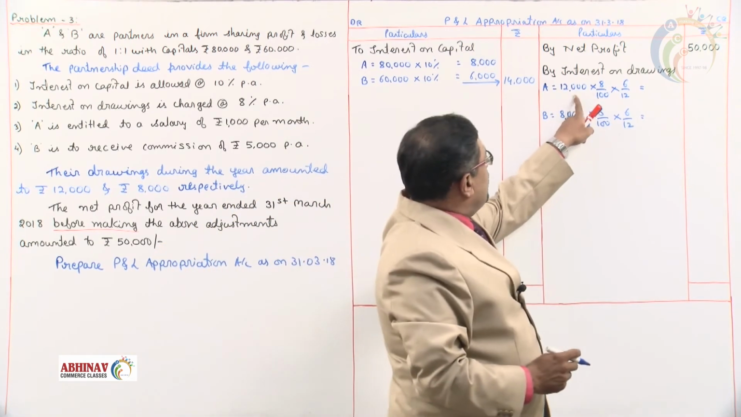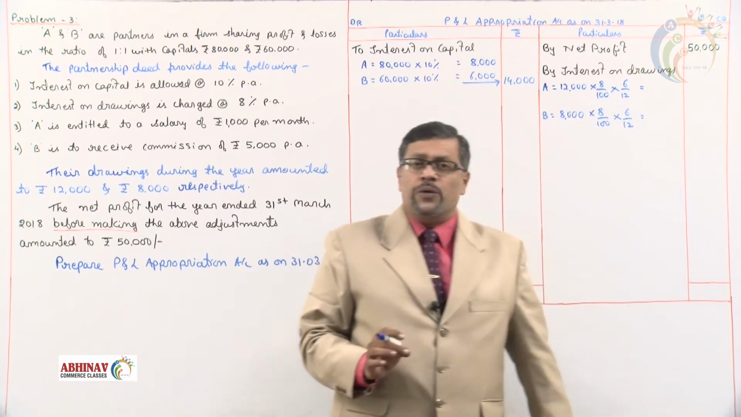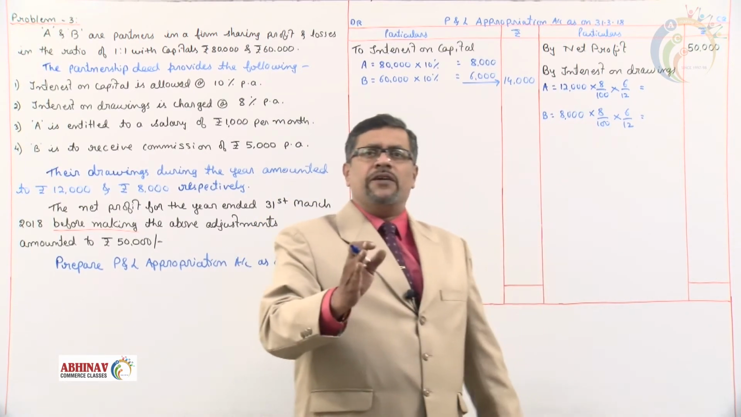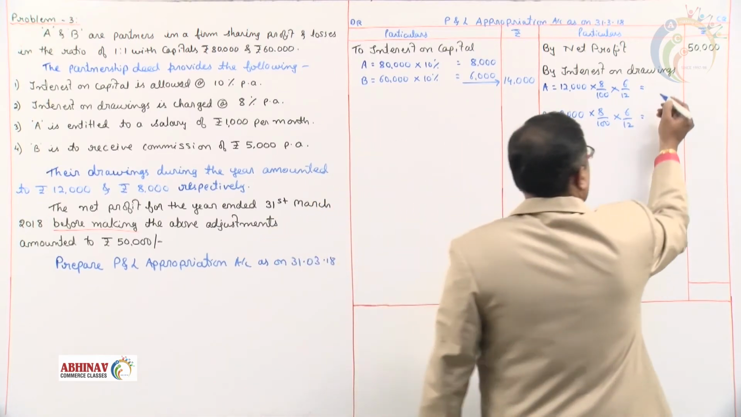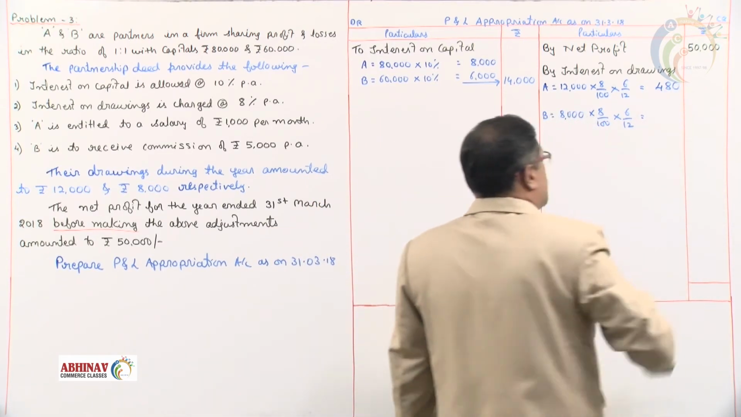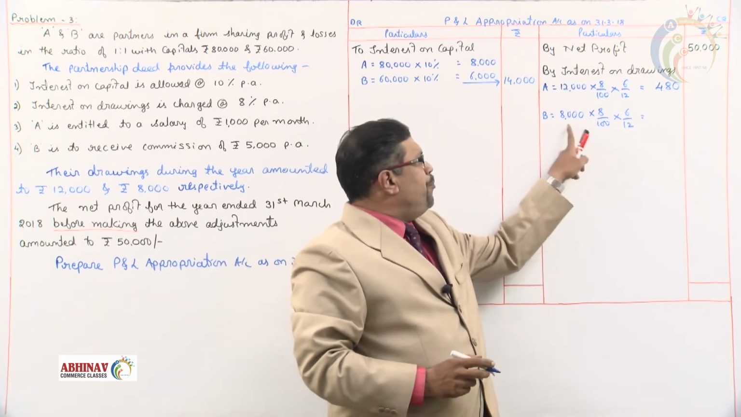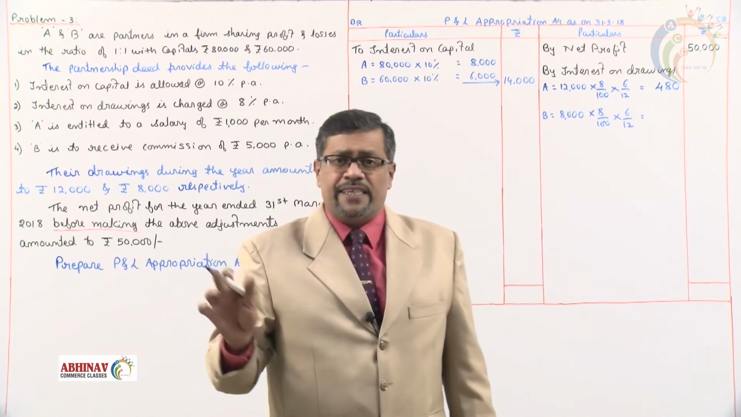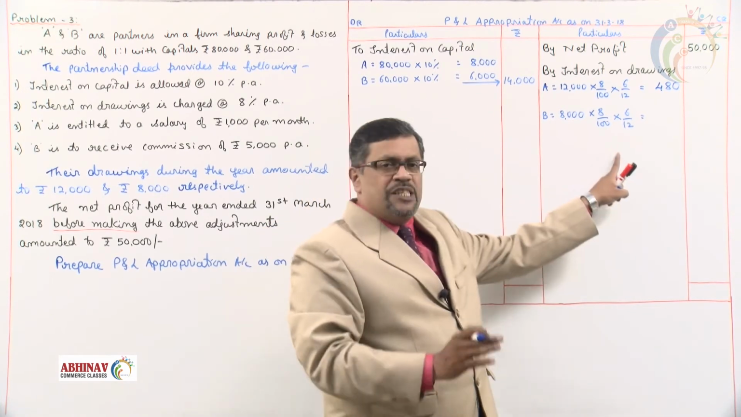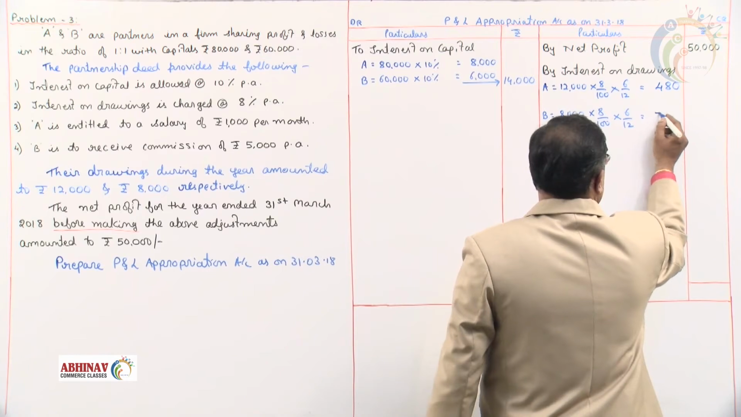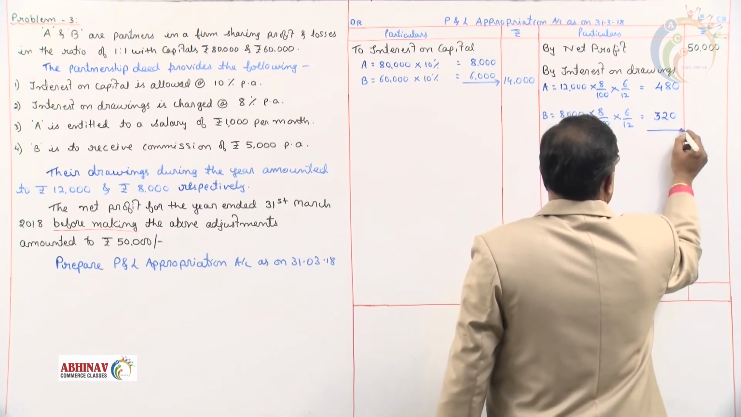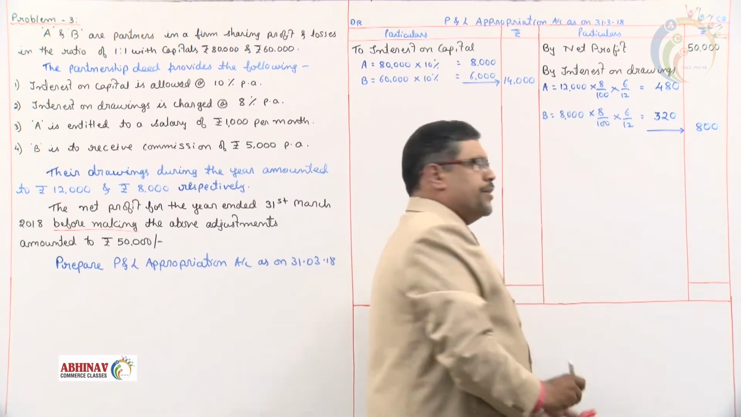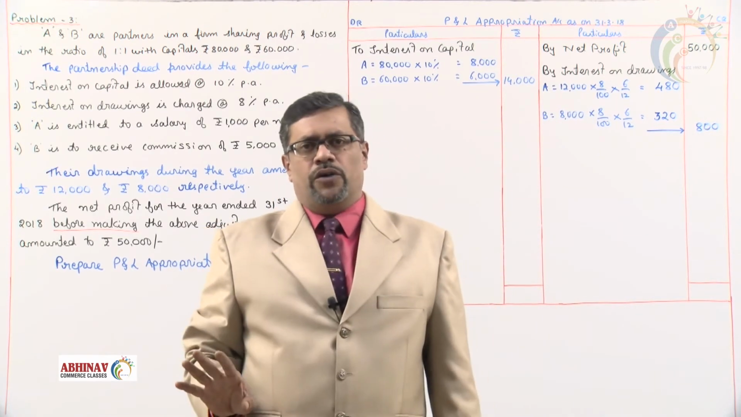Now first, 12,000 into 8%, what you get is 960. 12 8s are 96. 6 by 12 means what? Half of 960. Half of 960 is nothing but 480. 8% of 8,000. When you cancel 2 zeros, what remains is 80 into 8. 8 8s are 64 and a 0. 640. 6 by 12 means half of that. Half of 640 is nothing but 320. The amount in the outer column will be rupees 800. 800 is the interest on drawings.